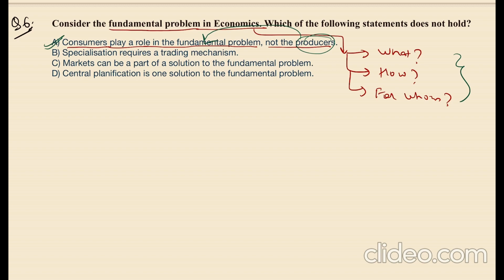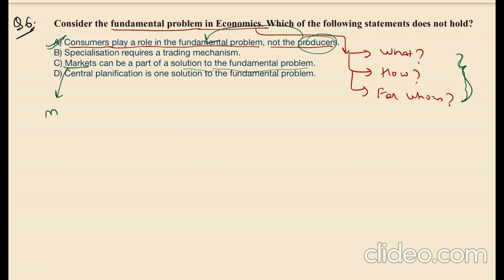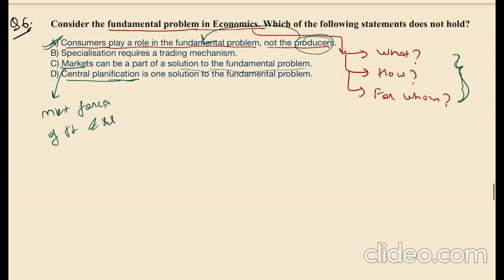Option C, markets can be a part of a solution to the fundamental problem. Now, of course, this fundamental problem can be solved in various ways. If it is a market economy, then that will leave it to the market forces of demand and supply to solve this fundamental problem. So yes, this is true. Another option is to leave it to the central government to solve this fundamental problem. That is, the government will decide what to produce and how to produce and for whom to produce. So this option is also correct. I mean, this statement is correct, but since they were asking the incorrect ones, I think option A should be the correct answer.